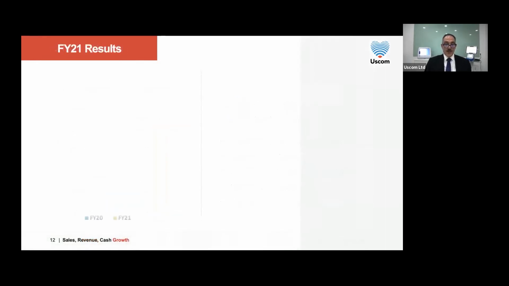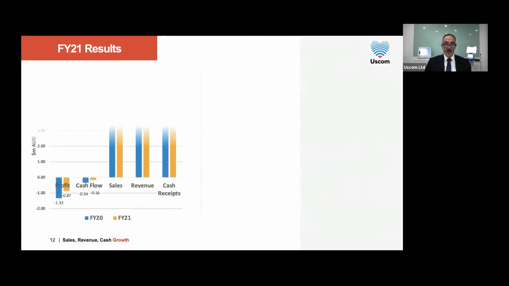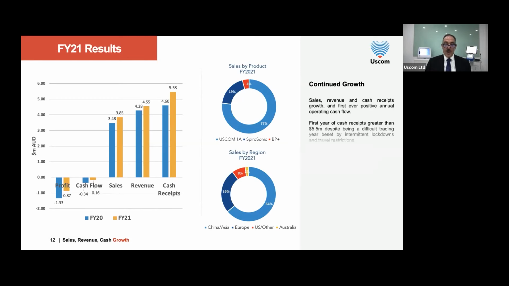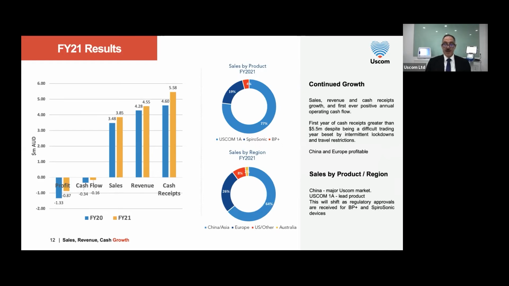The results for 2021 demonstrate sales, revenue, and cash receipts growth, and our first ever positive operational net cash flow. FY21 was our first year of cash receipts greater than 5.5 million, despite it being a difficult trading year beset by intermittent lockdowns and travel restrictions. Uscom China was profitable for its second consecutive year of incorporation, while Uscom Europe was profitable for its first year since incorporation 10 years ago.